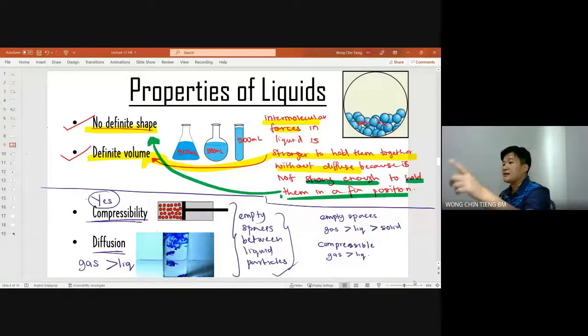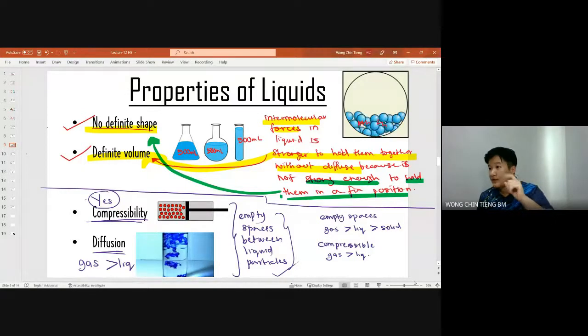Mak kamu tengah masak kat dapur. Alright? Kamu bau dulu ke kamu nampak dulu? Mesti kamu bau dulu. Betul? Kenapa bau akan sampai dulu berbanding kamu nampak? Sebab gas diffuse faster. Betul? Why gas diffuse faster? Empty spaces.